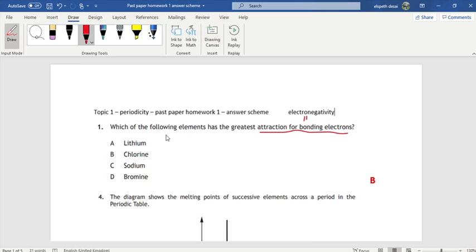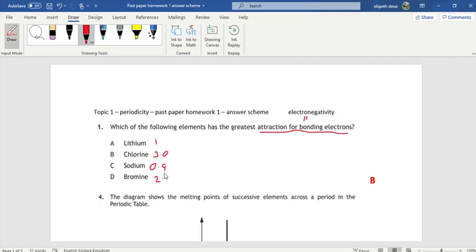Now, what I would recommend doing with this type of question is writing on the electronegativity values beside the elements, just to make sure you're going along the right lines, so you don't make any silly mistakes. So lithium has an electronegativity of 1, or 1.0 if you want to write that. Chlorine has an electronegativity of 3.0. Sodium has an electronegativity of, I think, 0.9. And bromine has an electronegativity of 2.8.